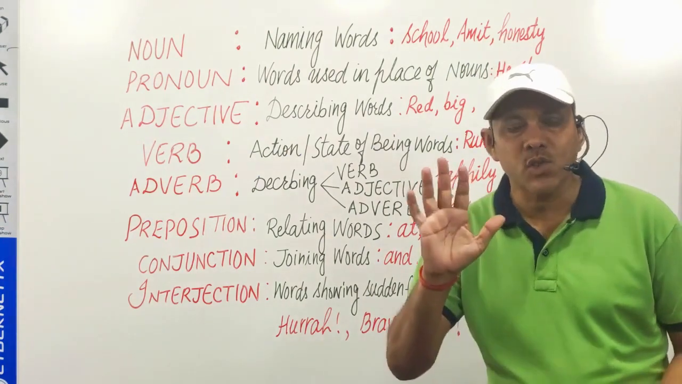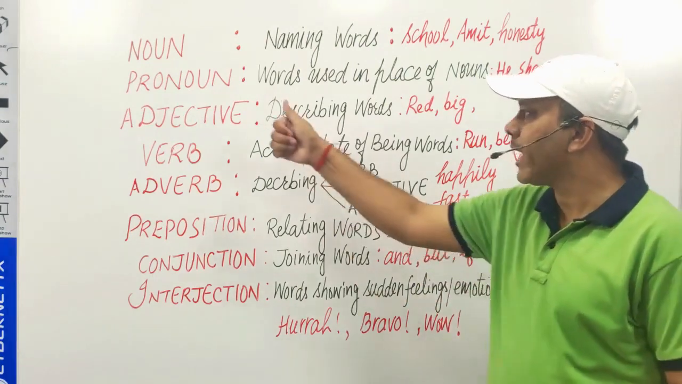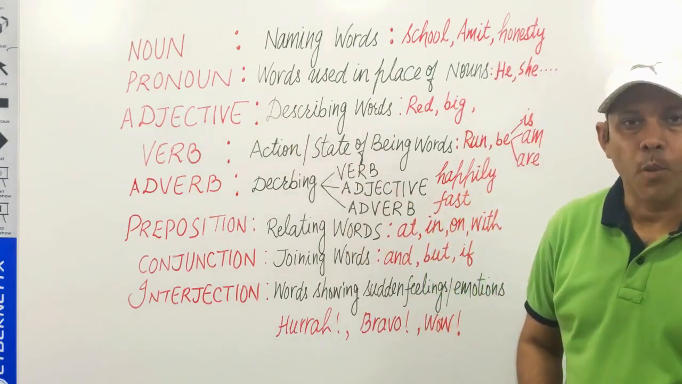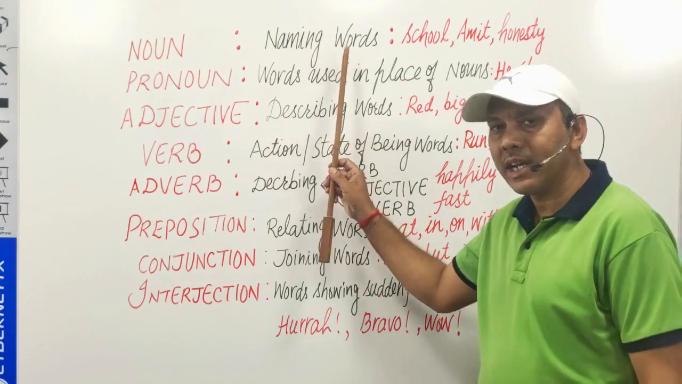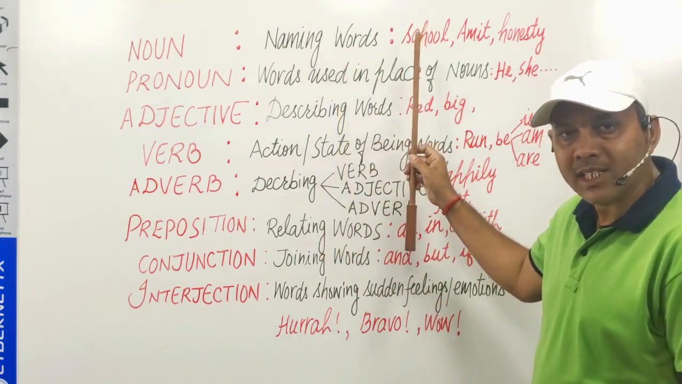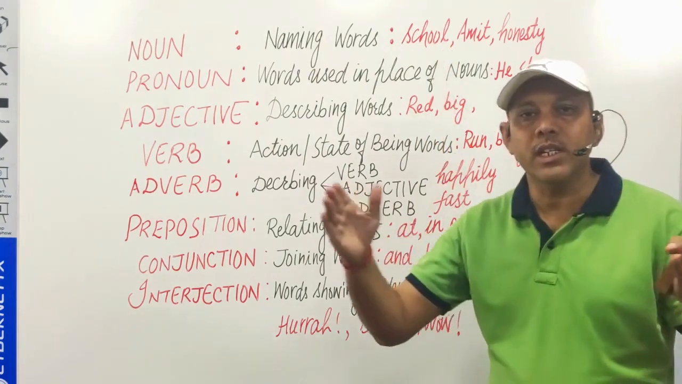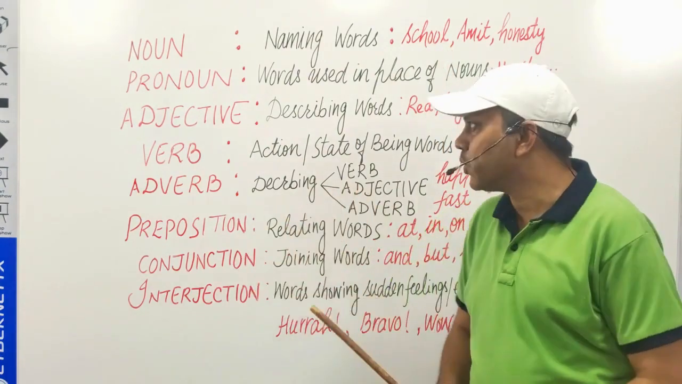There are 5 types of nouns. The first one is proper noun, then common noun, material noun, collective noun and abstract noun. We will discuss nouns in detail in later videos.